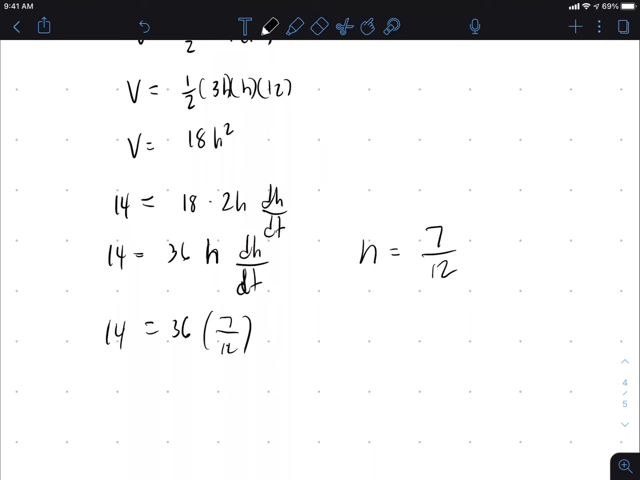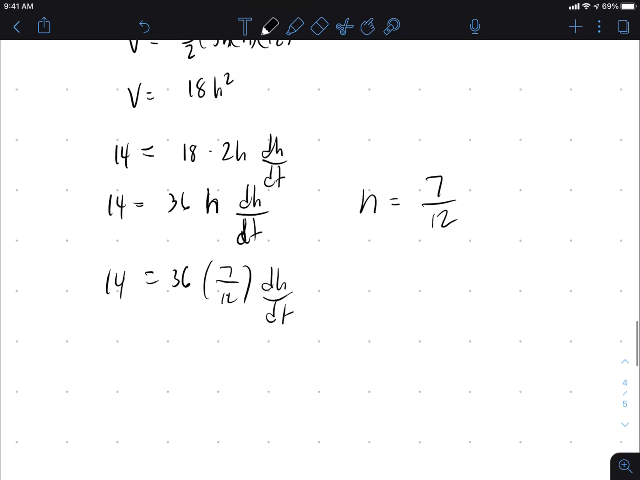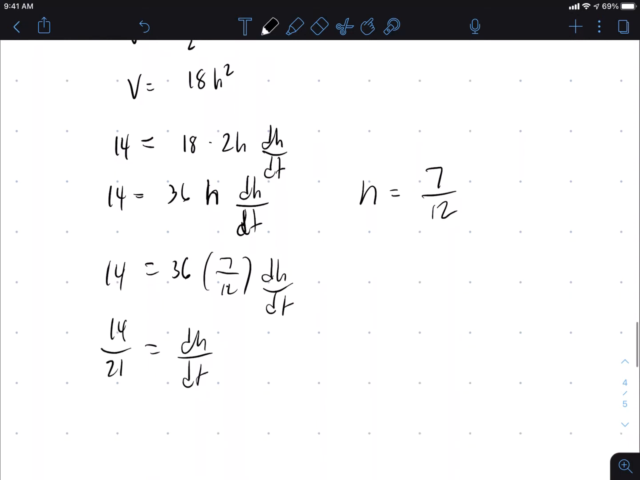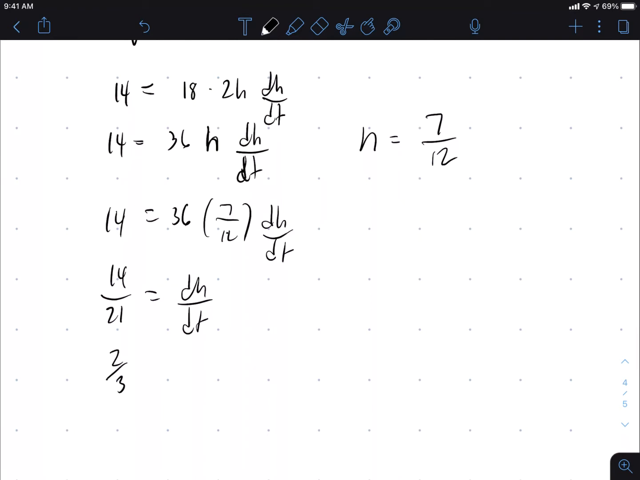And so you got the 7 over 12 because that was just how deep it was over the length. Yeah, that's the depth, right? Because that's the height of the whole problem in terms of water. So then from here, you're going to solve this for dH/dt. What's that going to be? 3/21. So 14 divided by 21 is my dH/dt, which reduces to 2/3 is dH/dt, right?